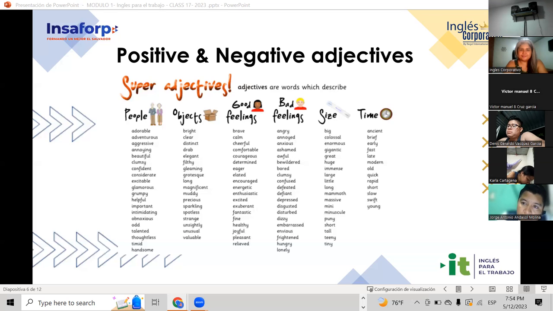Strange. Negative, okay. Unsightly. That is ugly. It's negative. Unusual. That is different from others. It's positive. Okay. Valuable. ¿Algo que tiene mucho valor, no? Valuable. Worth a lot of money. Algo que cuesta mucho dinero.